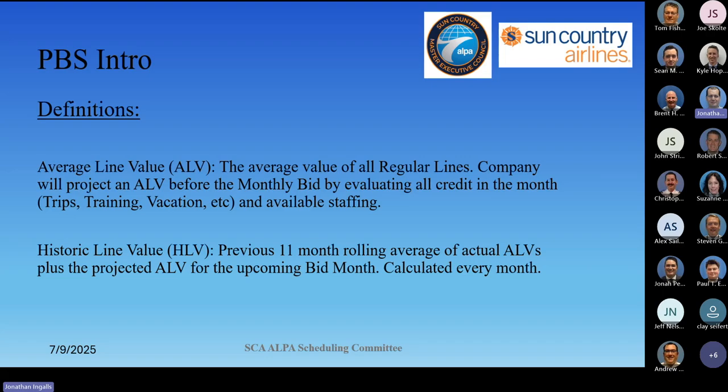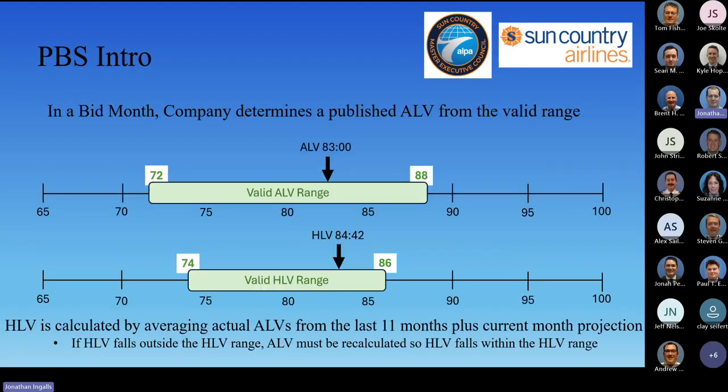Right now, the company can build our schedules anywhere from 70 to 95. Under PBS, this is going to change a little bit. They publish an average line value at the beginning of the month, and the average line value must fall within this range of 72 hours to 88 hours. So we can't have an average line value less than 72, which protects us from economic turndowns. And we can't have an average line value above 88 hours, which again protects you from being worked to death.